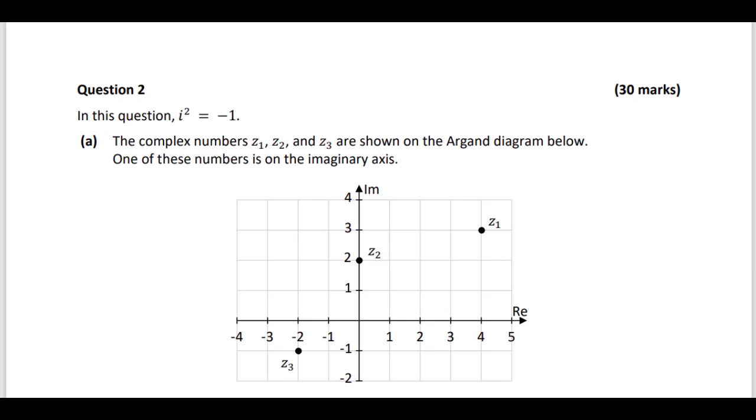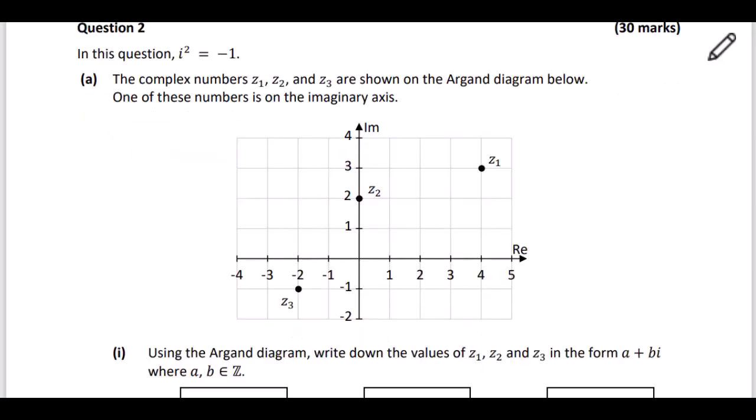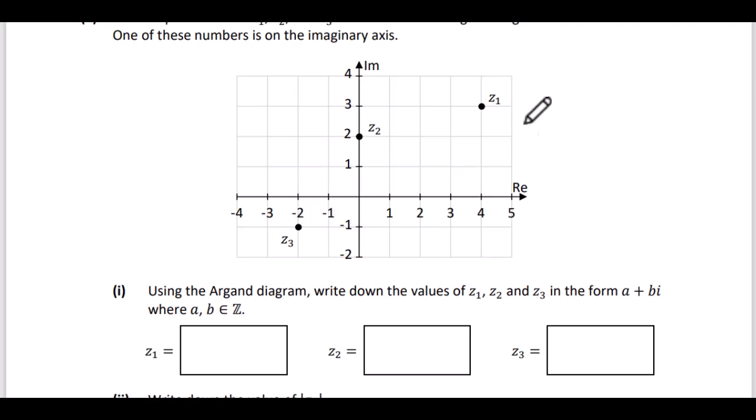Question 2. In this question, i squared is equal to -1. The complex numbers Z1, Z2, Z3 are shown on the Argand diagram below. One of these numbers is on the imaginary axis. So we have our diagram here. Here we have Z1, Z2 and Z3.